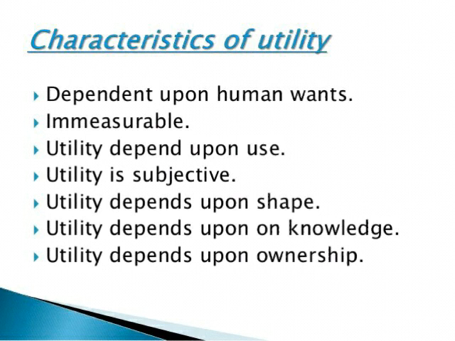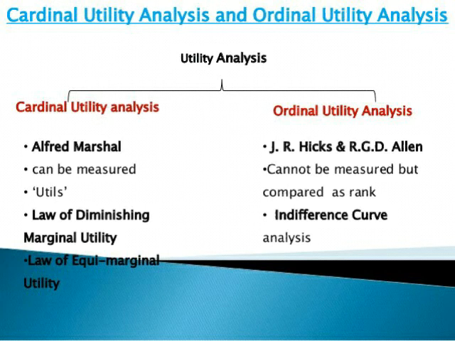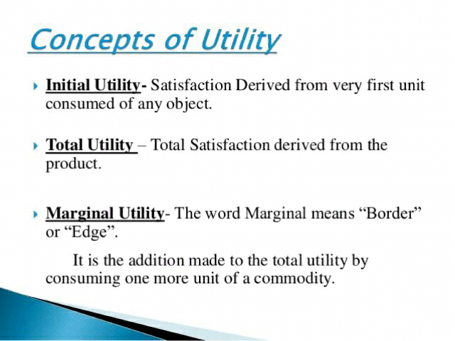So utility is of two types. One is cardinal utility, the other is ordinal. Cardinal means measurable and ordinal means not measurable but can be ranked. Cardinal utility was given by Alfred Marshall and ordinal utility was given by Hicks.